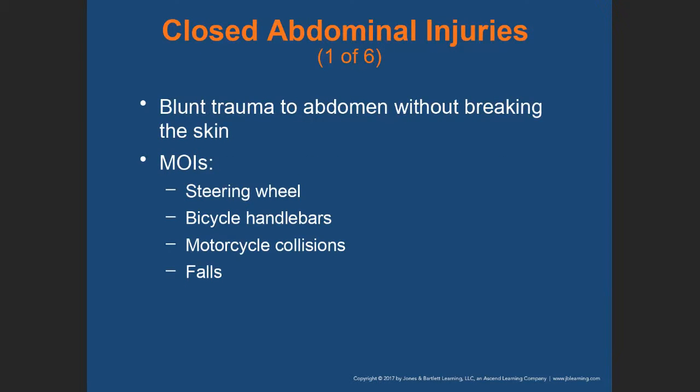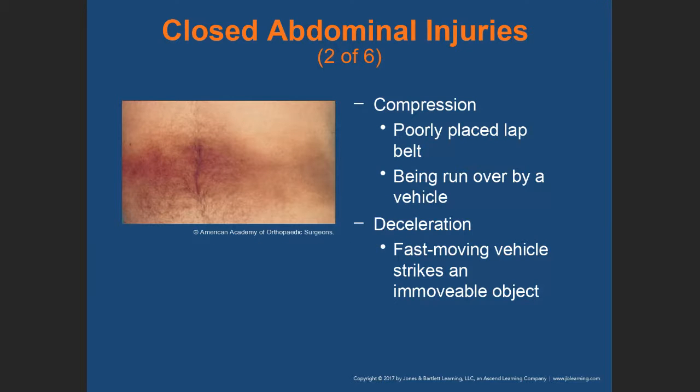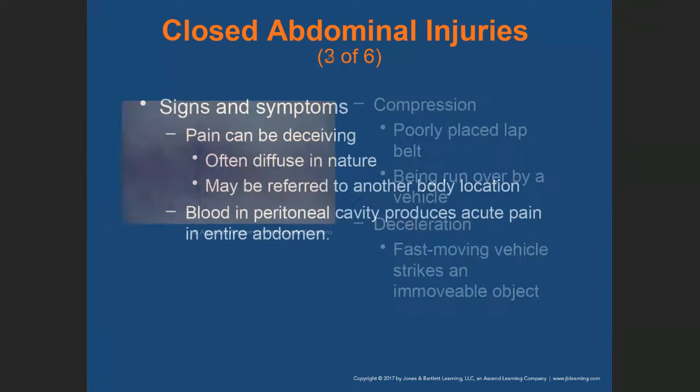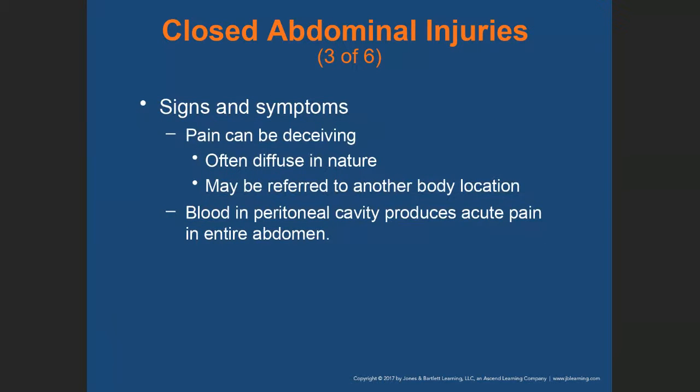Closed abdominal injuries. Blunt trauma to the abdomen without breaking the skin. MOIs include steering wheel, bicycle handlebars, motorcycle collisions, and falls. There can be compression, a poorly placed lap belt, or being run over by a vehicle. There can be deceleration issues, where a fast moving vehicle strikes an immovable object and suddenly comes to a stop. Here are the signs and symptoms that you need to be looking out for.